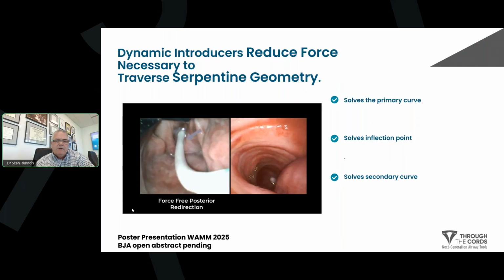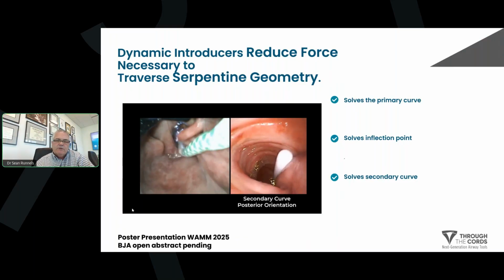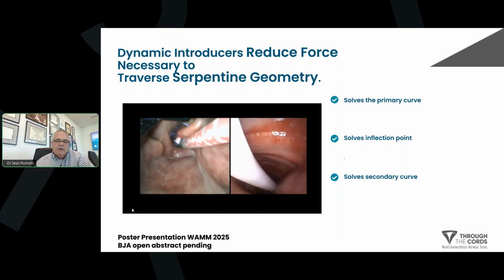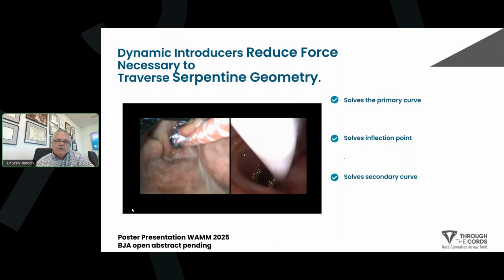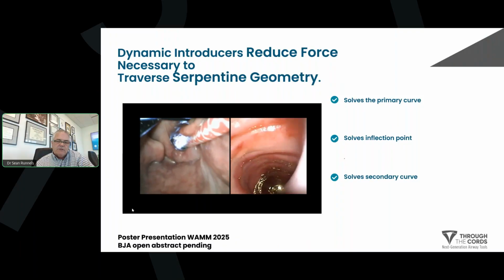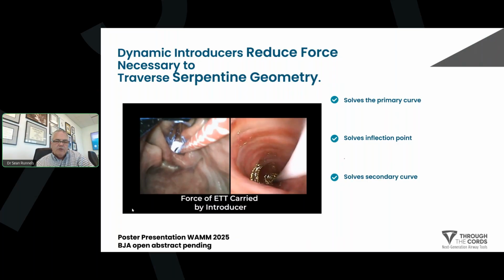Think of it like a snake. The head comes up, solves the inflection point. So you can see the anterior structures of the trachea and the glottis are undisturbed. And then when the endotracheal tube comes in, the force necessary to coerce the endotracheal tube into that serpentine geometry is provided by the catheter, not the patient.